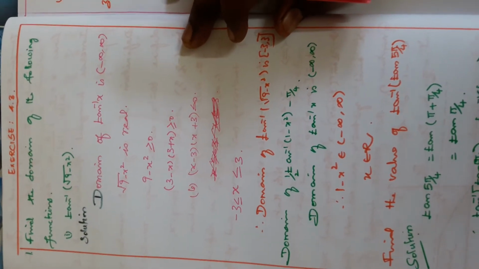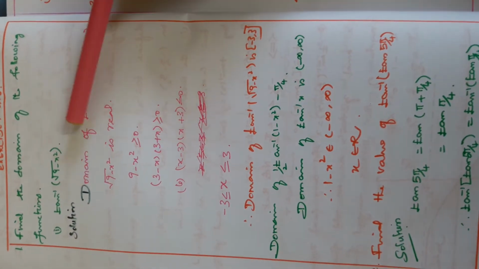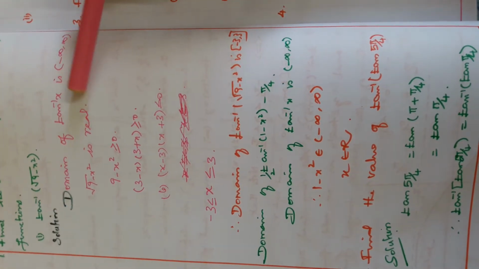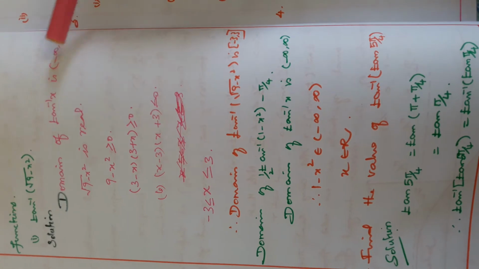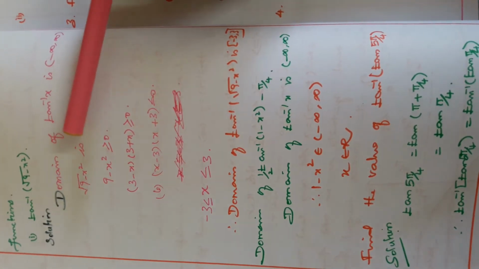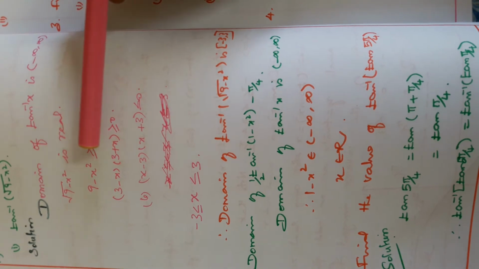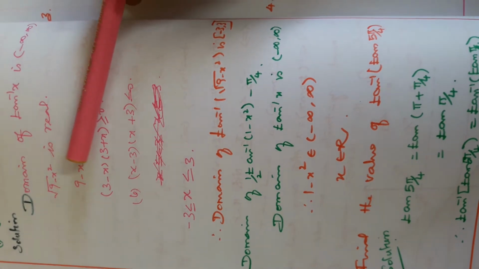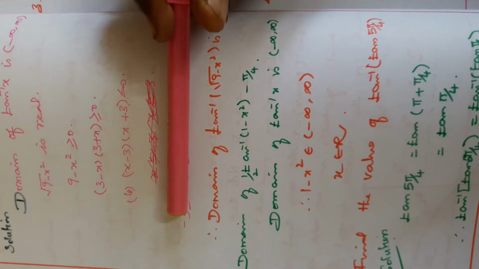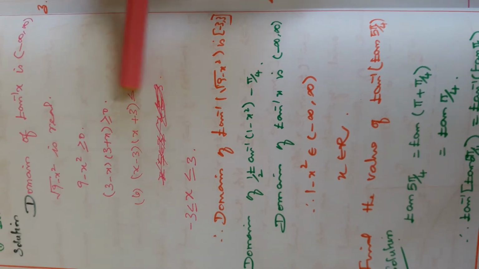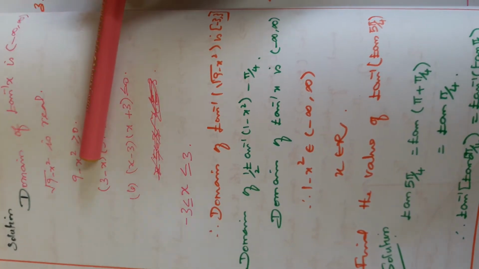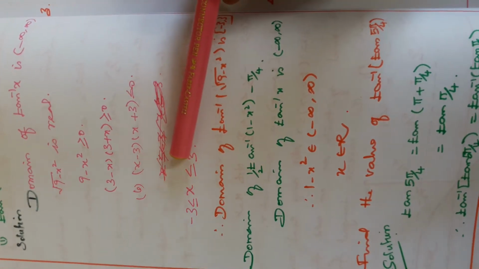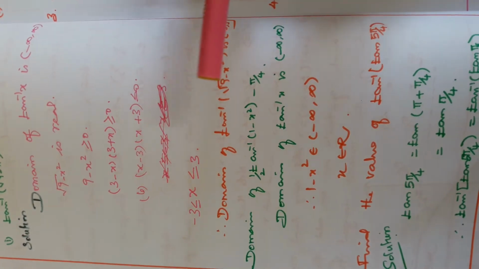So exercise 4.3, the first one: find the domain of the following functions. Tan inverse of root of 9 minus x square. Our domain of tan inverse x is real numbers, or minus infinity to infinity. So the inside value must be real. So 9 minus x square is greater than or equal to 0. Factorizing, you will get x equal to minus 3 and plus 3. So from minus 3 to plus 3 you will get the inequality as less than or equal to 0. Here it is 3 minus x, here I have written x minus 3. So your domain is minus 3 to plus 3. Only in this part is your function defined.